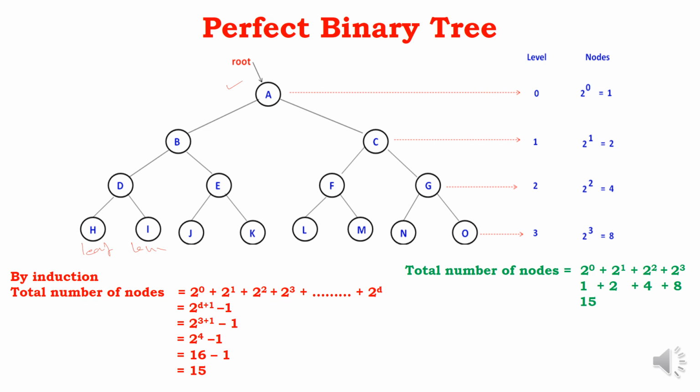So A is a non-leaf node which is having two children. B is non-leaf node which is having two children. C is non-leaf node which is having two children. D is non-leaf node which is having two children. E is a non-leaf node which is having two children. F is a non-leaf node which is having two children. G is a non-leaf node which is having two children. And the remaining nodes are leaf nodes. All are leaf nodes.